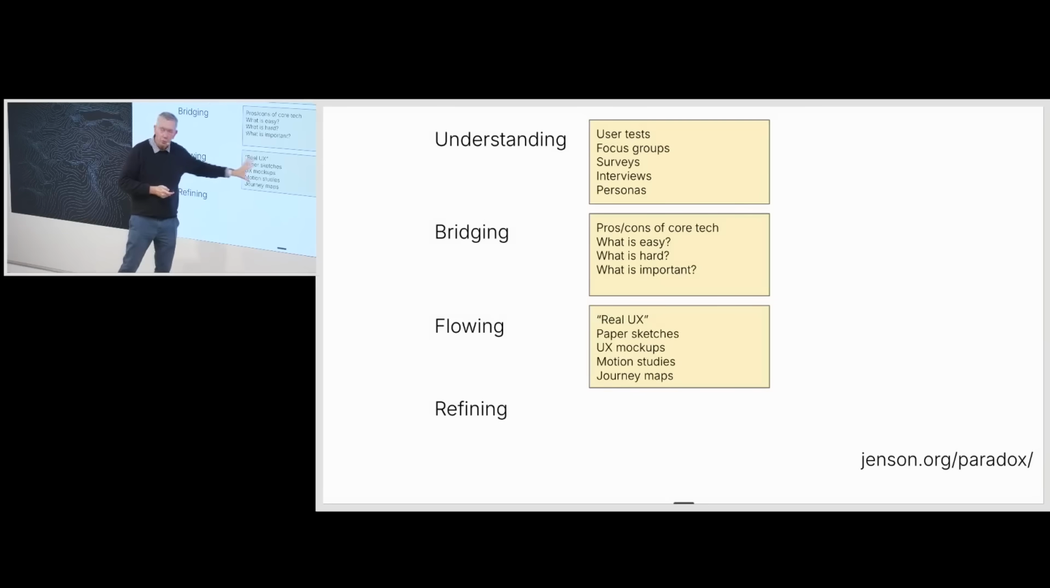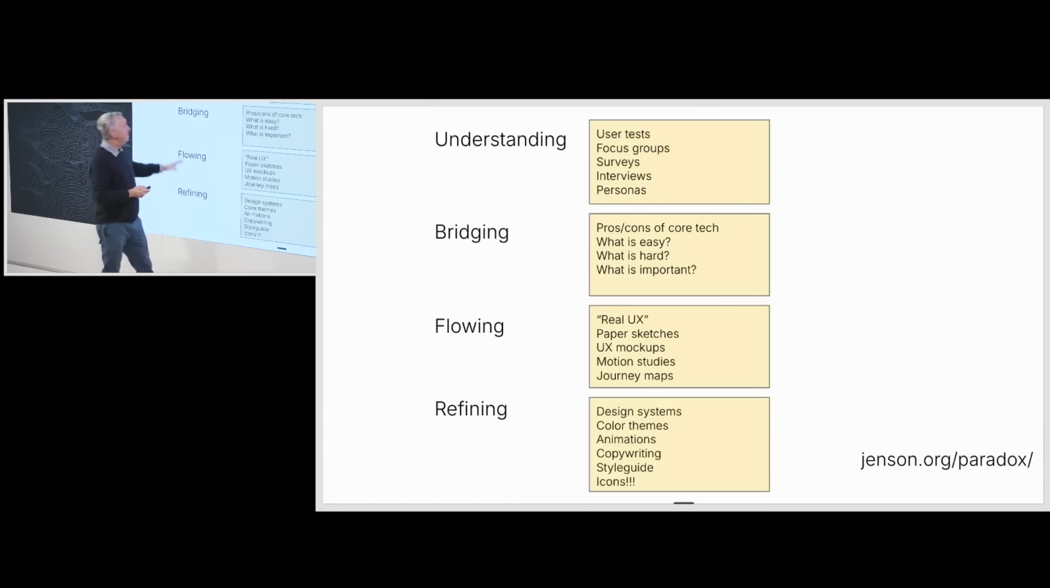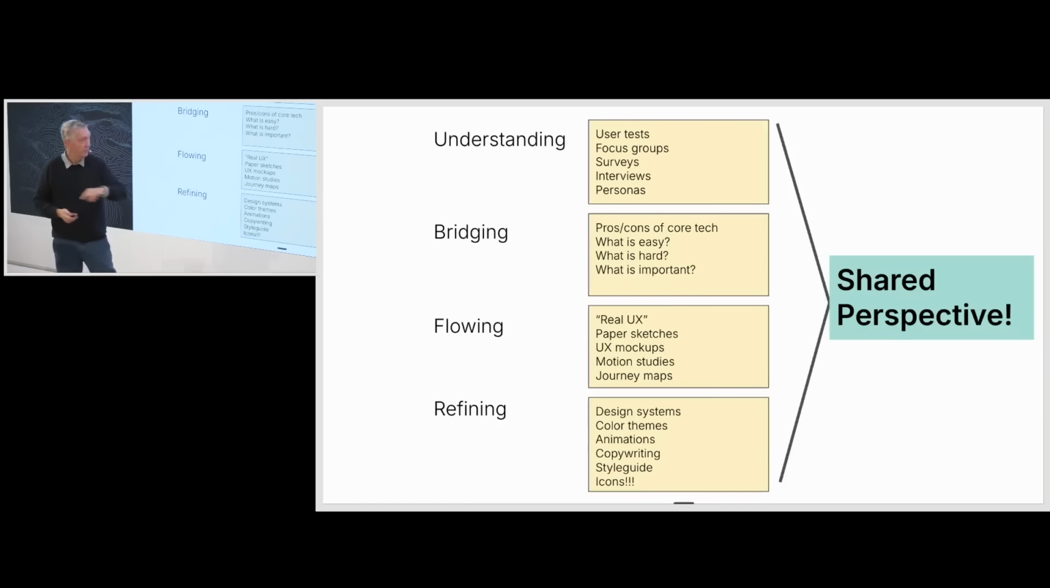Then you actually do the quote-unquote real UX. How do you flow through the application? Paper sketches, mock-ups, motion studies. You keep discovering what works, what doesn't work, and finally journey maps. And then you get to the pixels, right? Design systems, color themes, animations, copywriting, and then the end, those damn icons. So there's a lot here before you do icons. And so when you only think we do icons, that's why we get a little pissy, sorry. And so going back to the Alan Kay quote, we're trying to create shared perspective. The whole idea is to say, well, what's important and how does this work and what was better and so forth. So it gives us a higher level of talking about it.